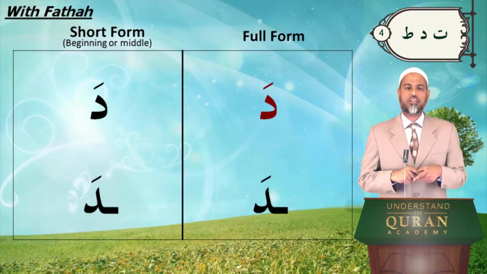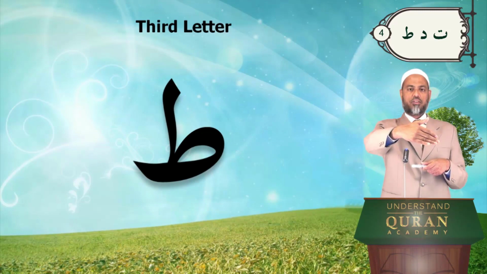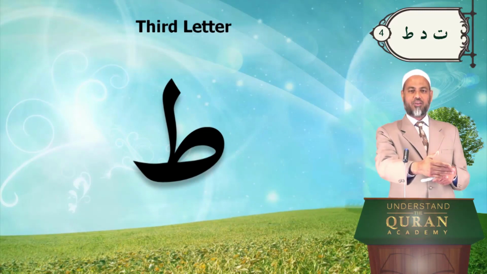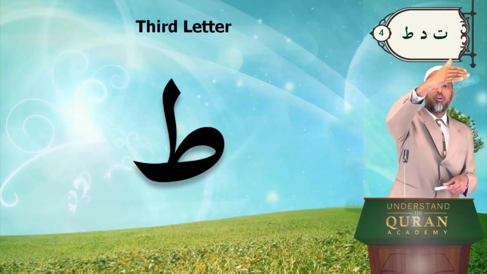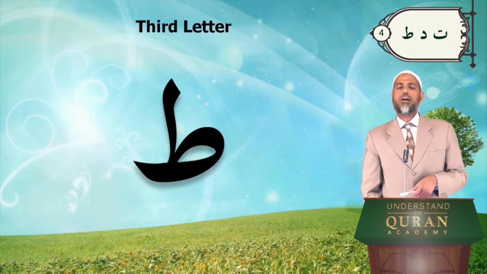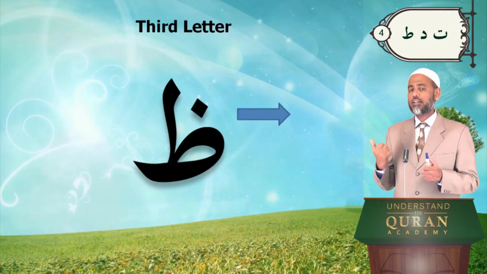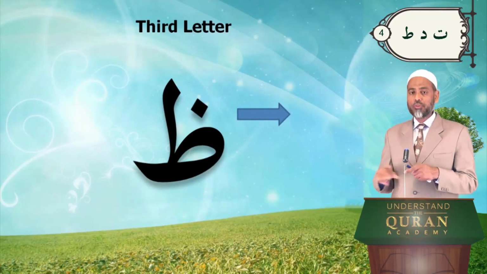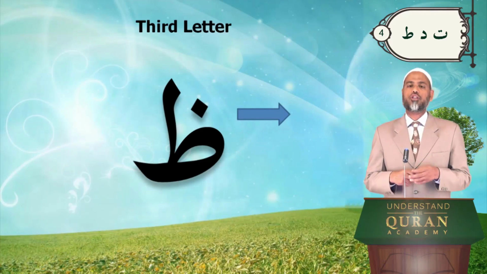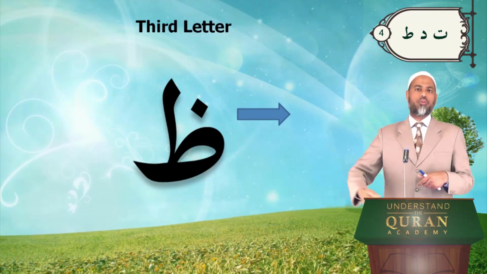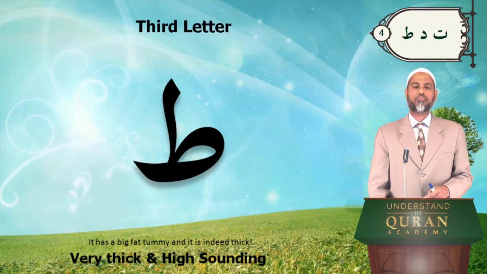Now let's take the third letter, which is ta, very thick and high sounding. Very thick means you take it front, when you do it with TPI or total physical interaction, show it. So I'm very high, high sounding. Ta, ta. Well, you have already learned the letter dha with a dot there. If you remove that dot, then you get ta. It has a big fat tummy, and it is indeed very thick and high sounding.